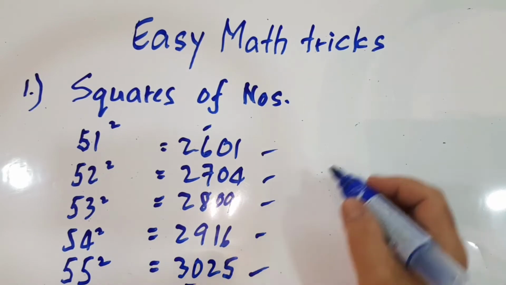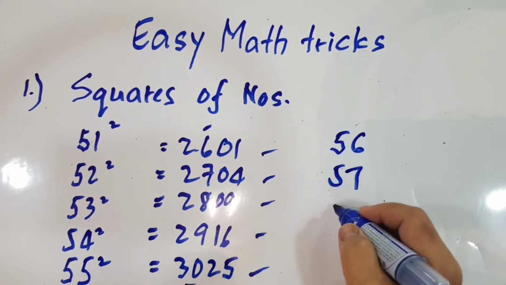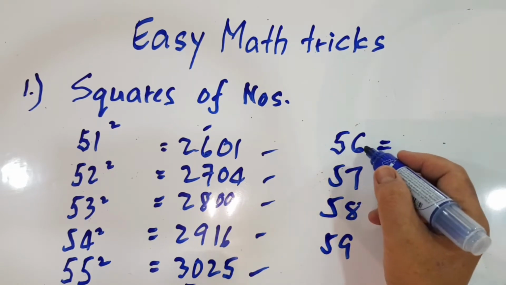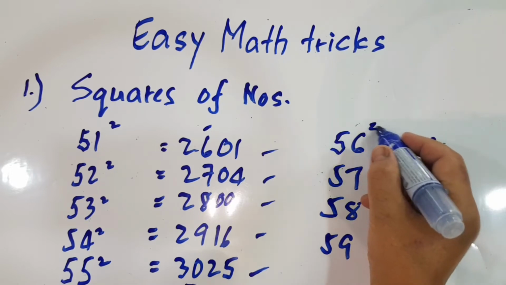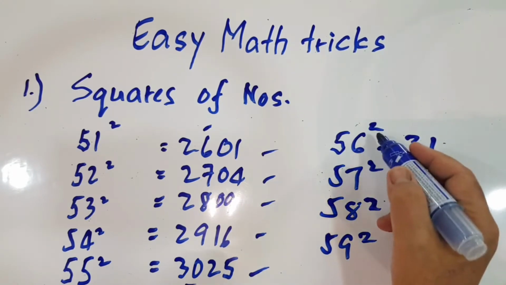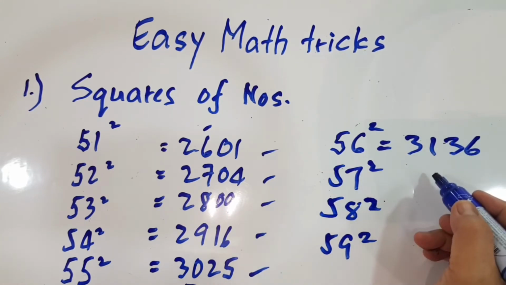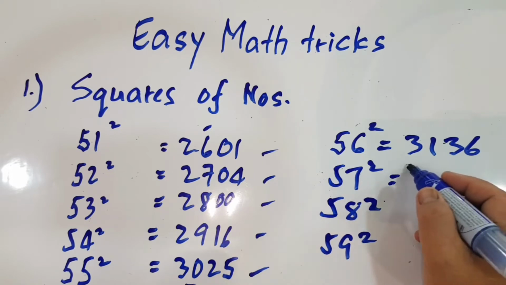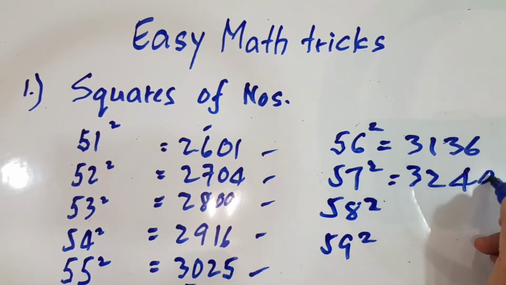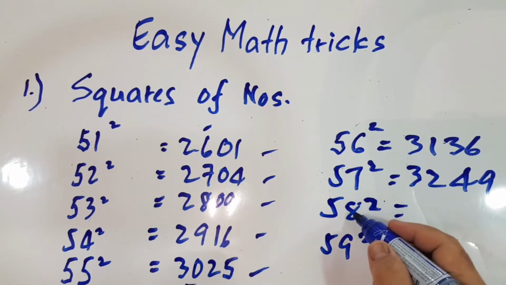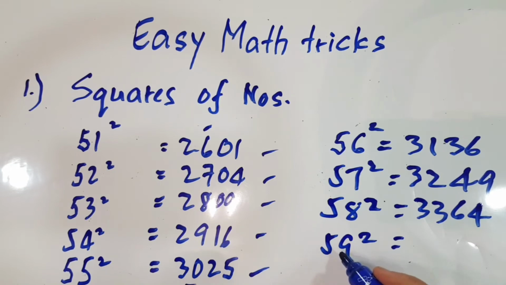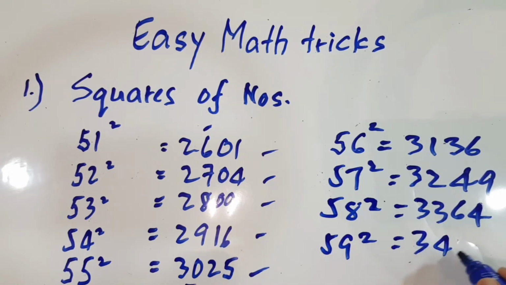And the same is true with, for example, 56, 57, 58, 59. These are all the same. 5 times 5 is equal to 25 plus 6 is equal to 31. 6 squared is equal to 36. So the answer is 3136. 57 squared: 5 times 5 is 25, plus 7 is equal to 32. 7 squared is equal to 49. For 58: 5 times 5 is equal to 25, plus 8 is equal to 33. And 8 squared is equal to 64. Here, 5 times 5 is 25 plus 9 is equal to 34. And 9 squared is equal to 81. So, these are the answers.